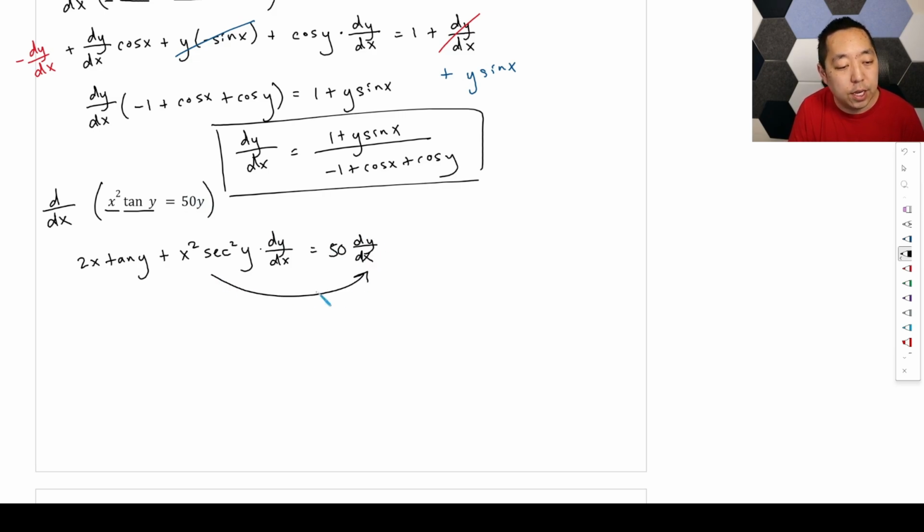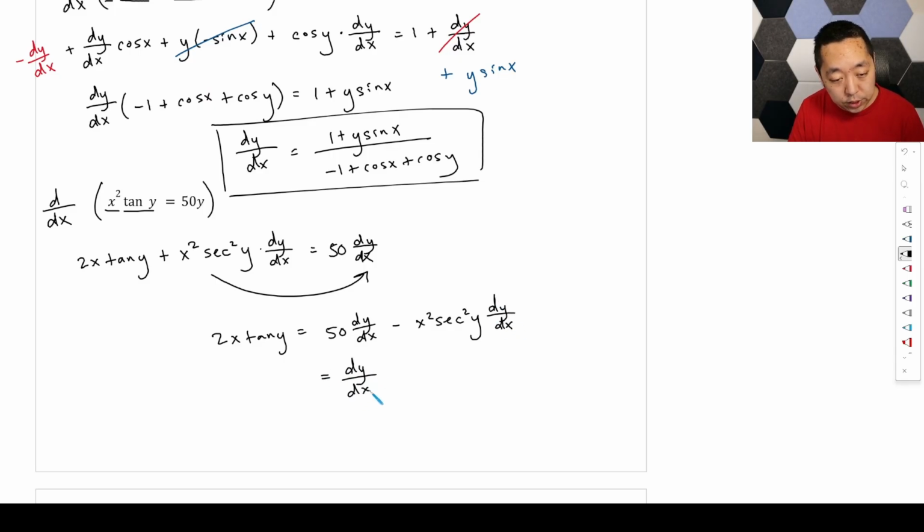So I'll move this to the other side because we want to get all the dy/dx on one side. So it's 50 dy/dx minus x squared secant squared y dy/dx. We can then factor out the dy/dx: 50 minus x squared secant squared y, right? Just pull it out of each of these and then divide it over. Divide this term over to get the dy/dx term.